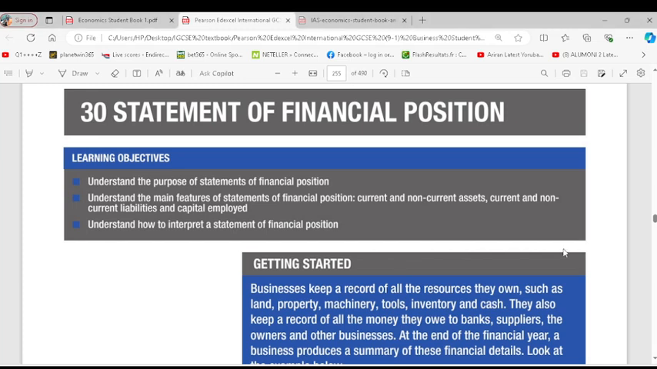So we continue with business, IGCSEs, chapter 30, statement of financial position.